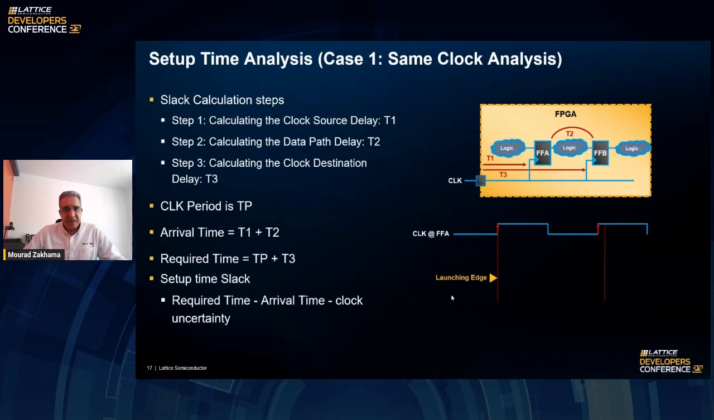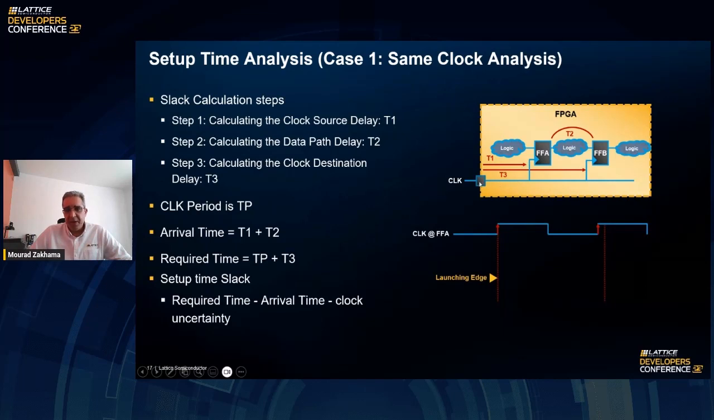So let's take some examples of the calculation process. This calculation process is the same as what you can see in the STA report. You're going to see that it follows exactly the same process that we're going to go through in this slide. So how does the slack calculation work in the STA tool? The first step, we're going to calculate the clock source delay, which is T1 that you see here. That is the time it takes for the clock from the input port of the FPGA to get to the first flip-flop. That's T1.